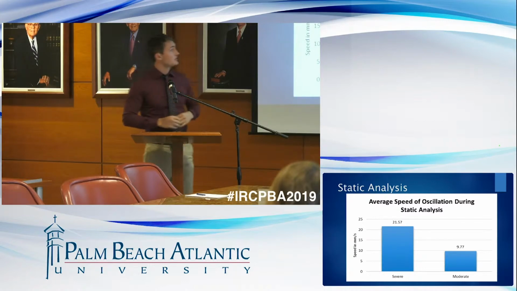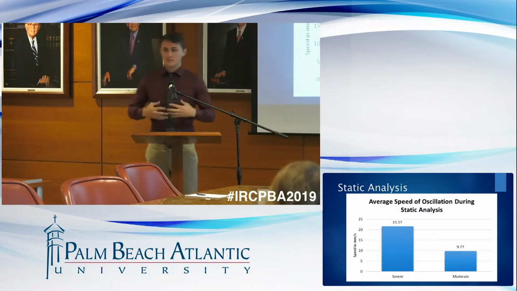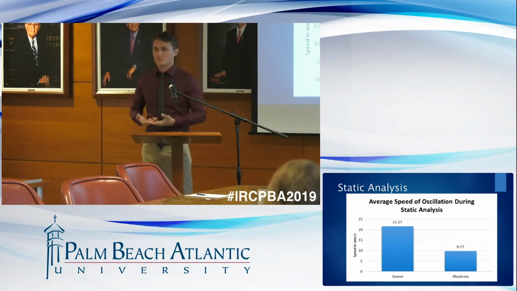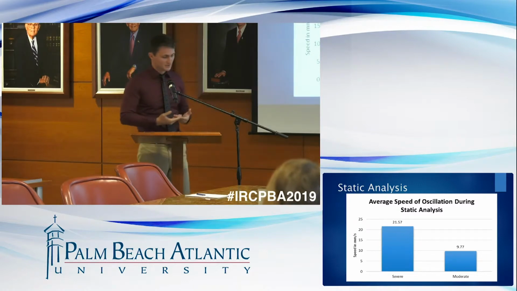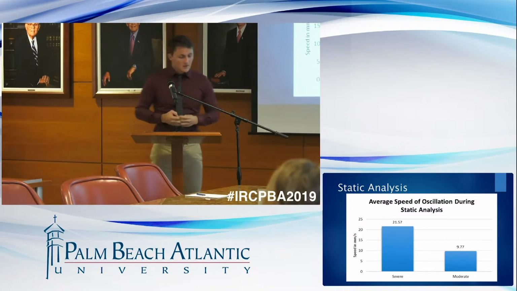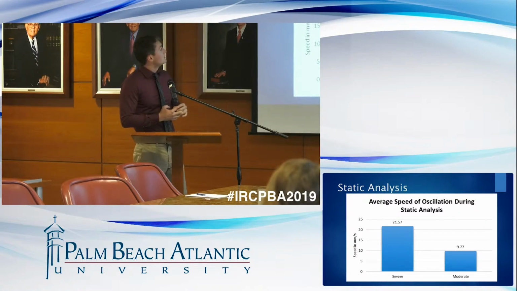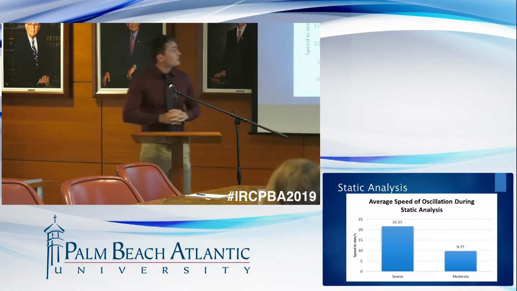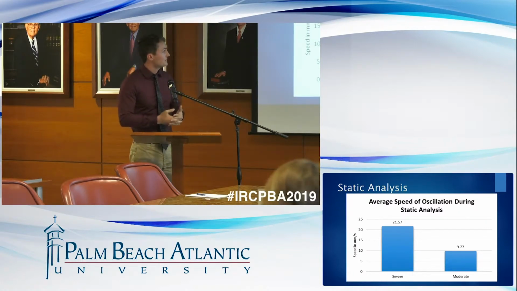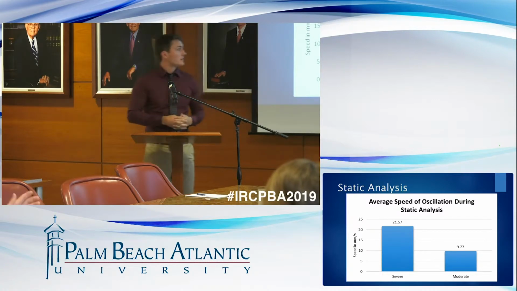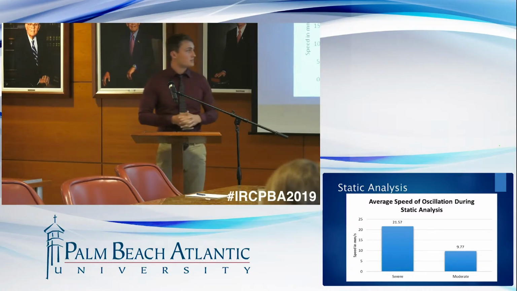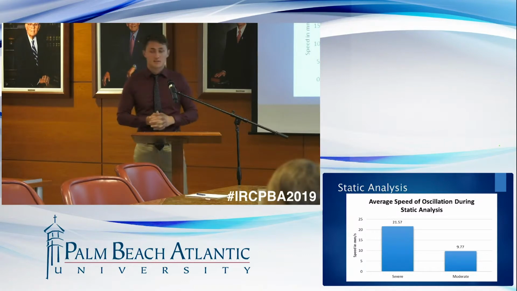The average speed of oscillation. So this is just quite literally the speed in which the displacement is occurring in millimeters per second. So again, severe 21.57 millimeters per second of displacement in the speed, and then moderate 9.77 millimeters per second of displacement.